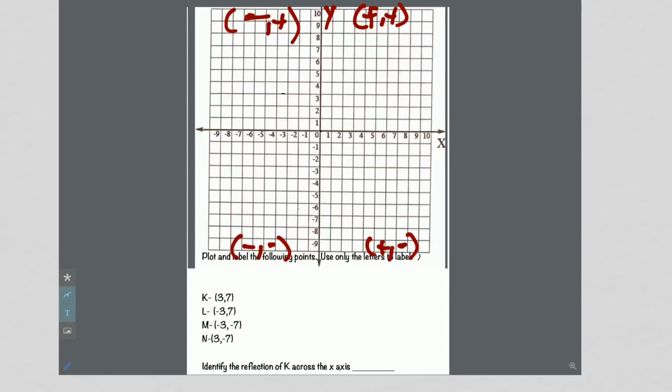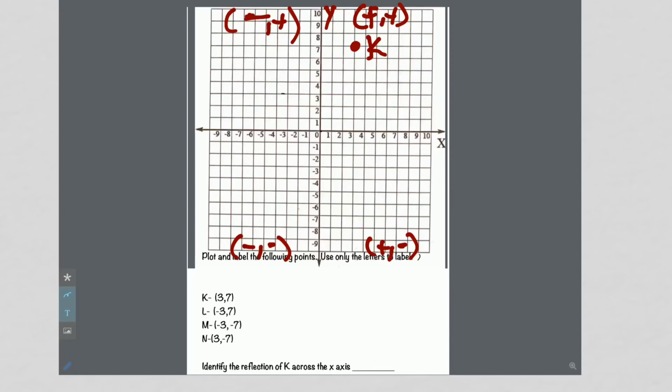Okay, I'm going to go over. I'm going to start at the origin. I'm going to go over to 3. I don't mark anything here. And I go up to 7. And this is where I plot my point, at the intersection of 3 and 7. That's really where it needs to be, right here at the intersection. A nice little circle. And then I'm just going to put the K right next to it. That's all you have to do, plot and label. When you're given letters, you don't need to put the ordered pair there.